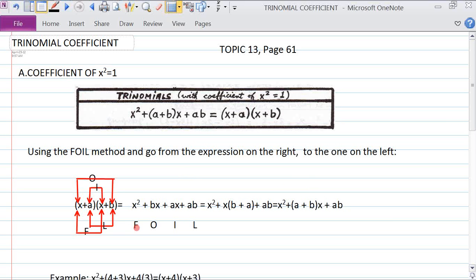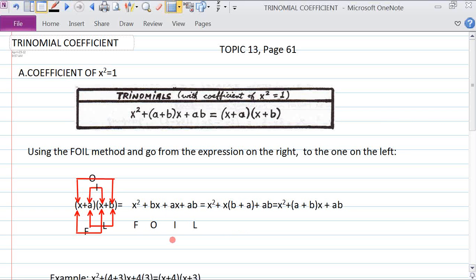In this particular case, the F stands for the first term in the first bracket and the first term in the second bracket. So x times x gives me x squared. Now I'm going to deal with O, which is the outside one. So the outside term here, including its sign, is multiplied by this outside term here. So plus x, and this is plus b, so we get plus bx.